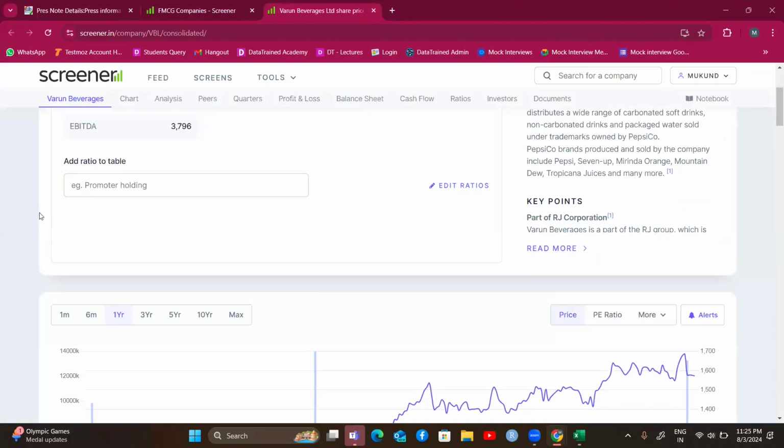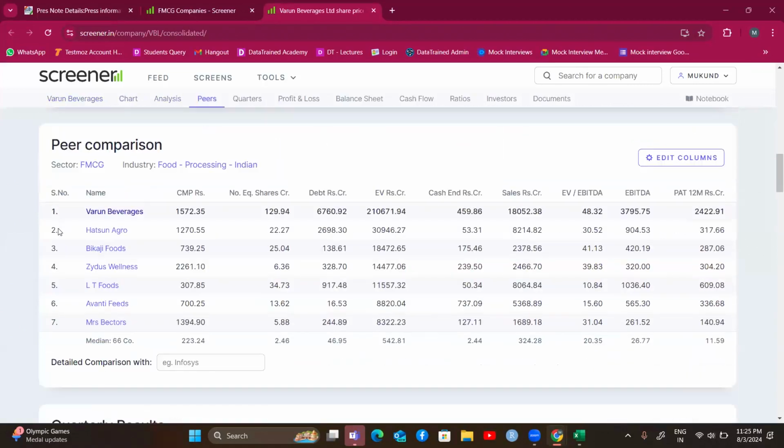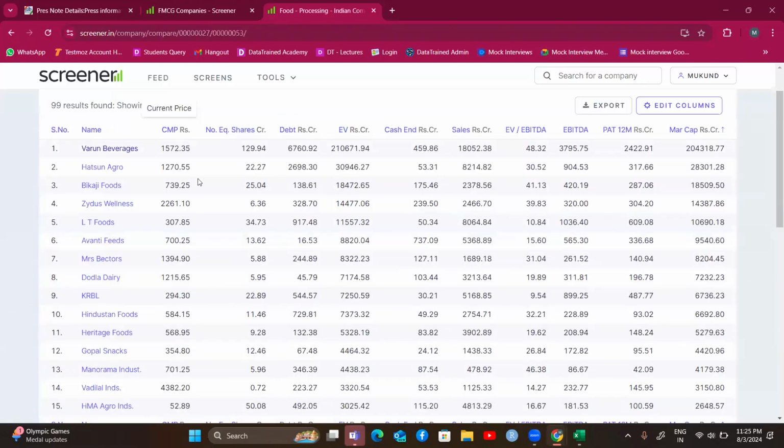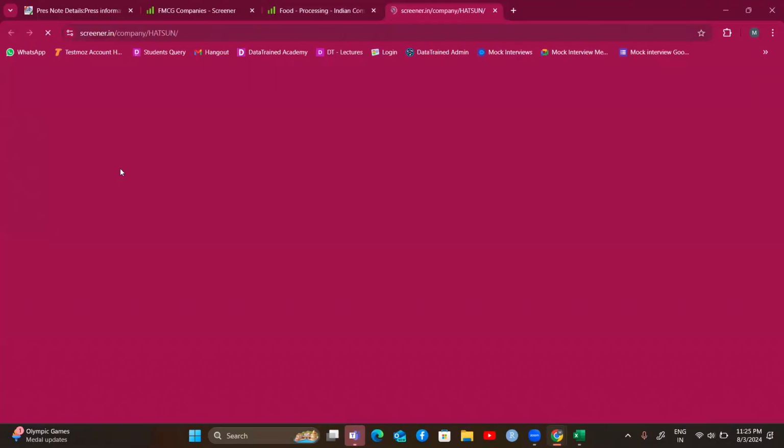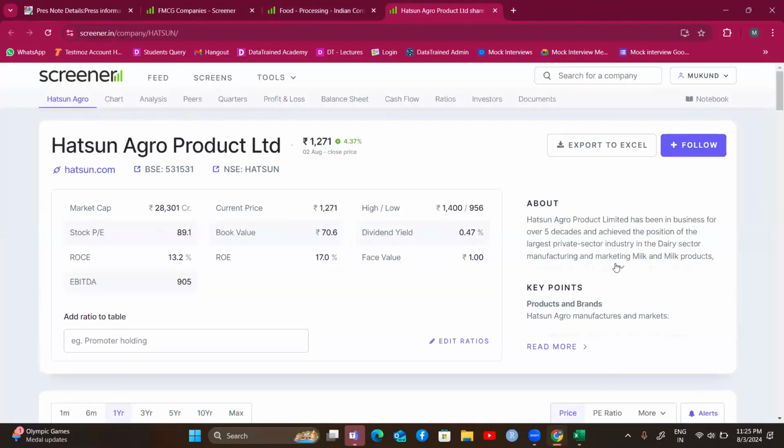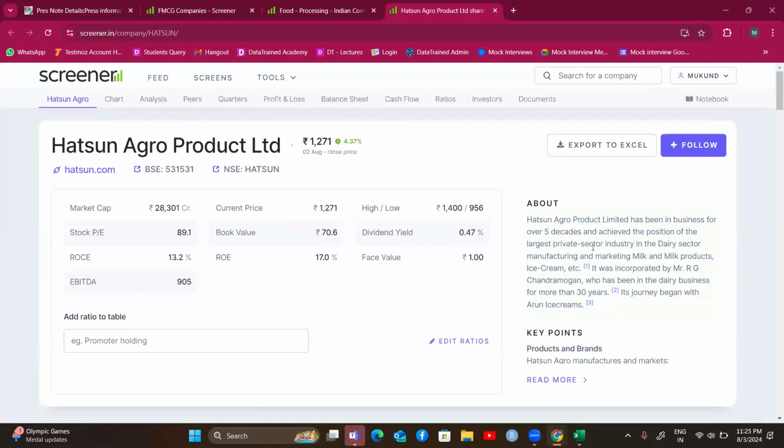What are the peers of Varun Beverages? Hudson Agro, Zydus Wellness, Lakshmi Foods, Mrs. Bector's. Food processing industry, FMCG and food processing, okay. So we have Zydus Wellness, Hudson Agro. Hudson has been operating over decades and achieved a position as the largest private dairy sector player, marketing milk and FMCG business.